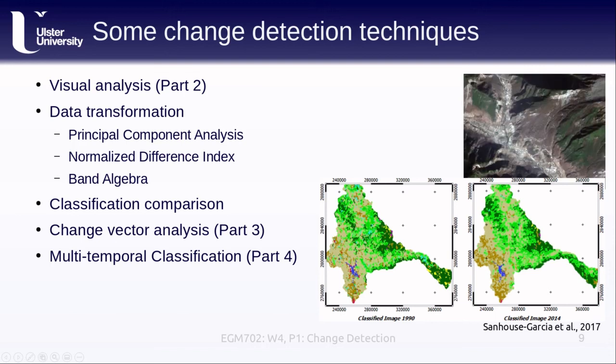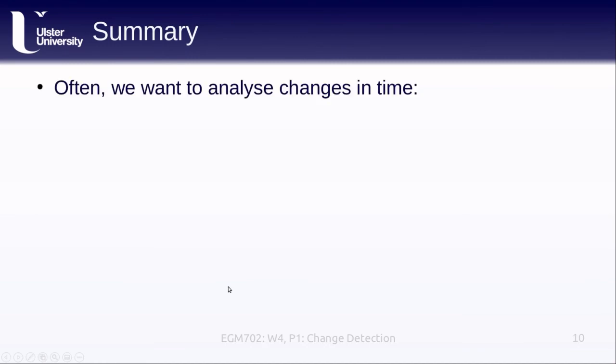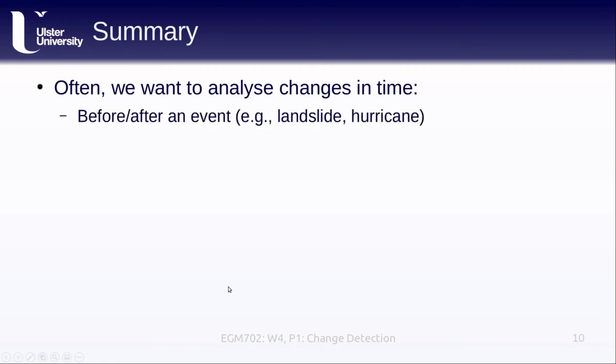And finally, if we have a sufficient density and number of observations, we can analyze the data as a time series. The example here showing a time series of glacier elevations, and we'll talk more about this in part 5 of this week. To sum all of this up, we often want to analyze changes over time.